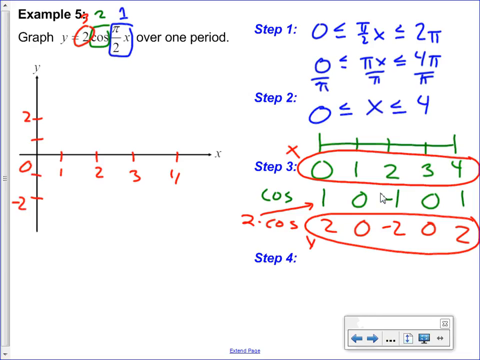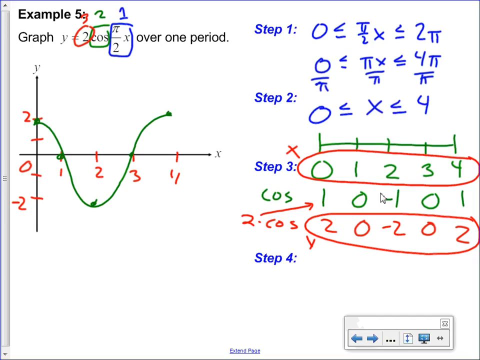I'm going to make this the Christmas graph. Here we go. All right. 2, 0, there, 2, 0. Ta-da! Right. Isn't that pretty?